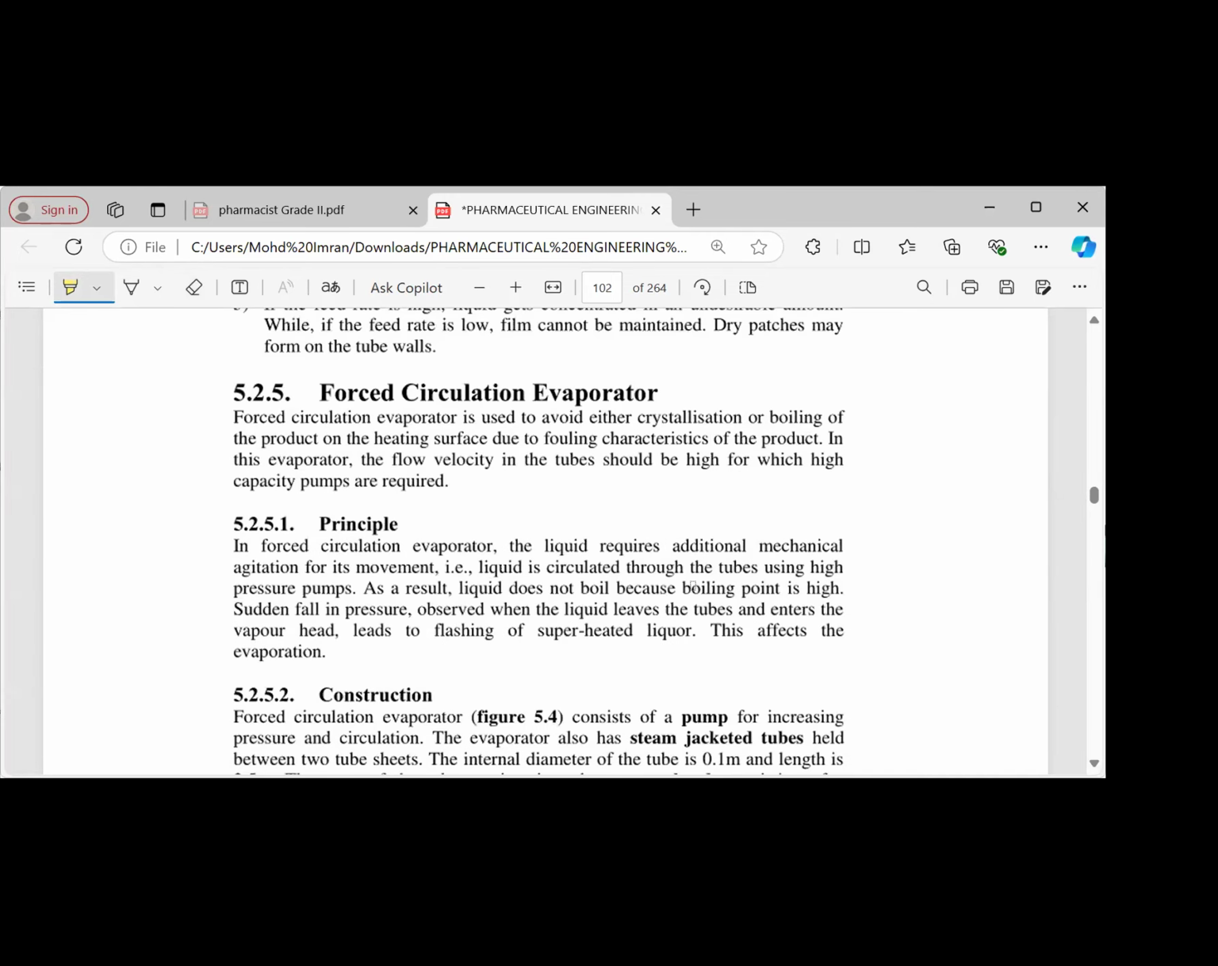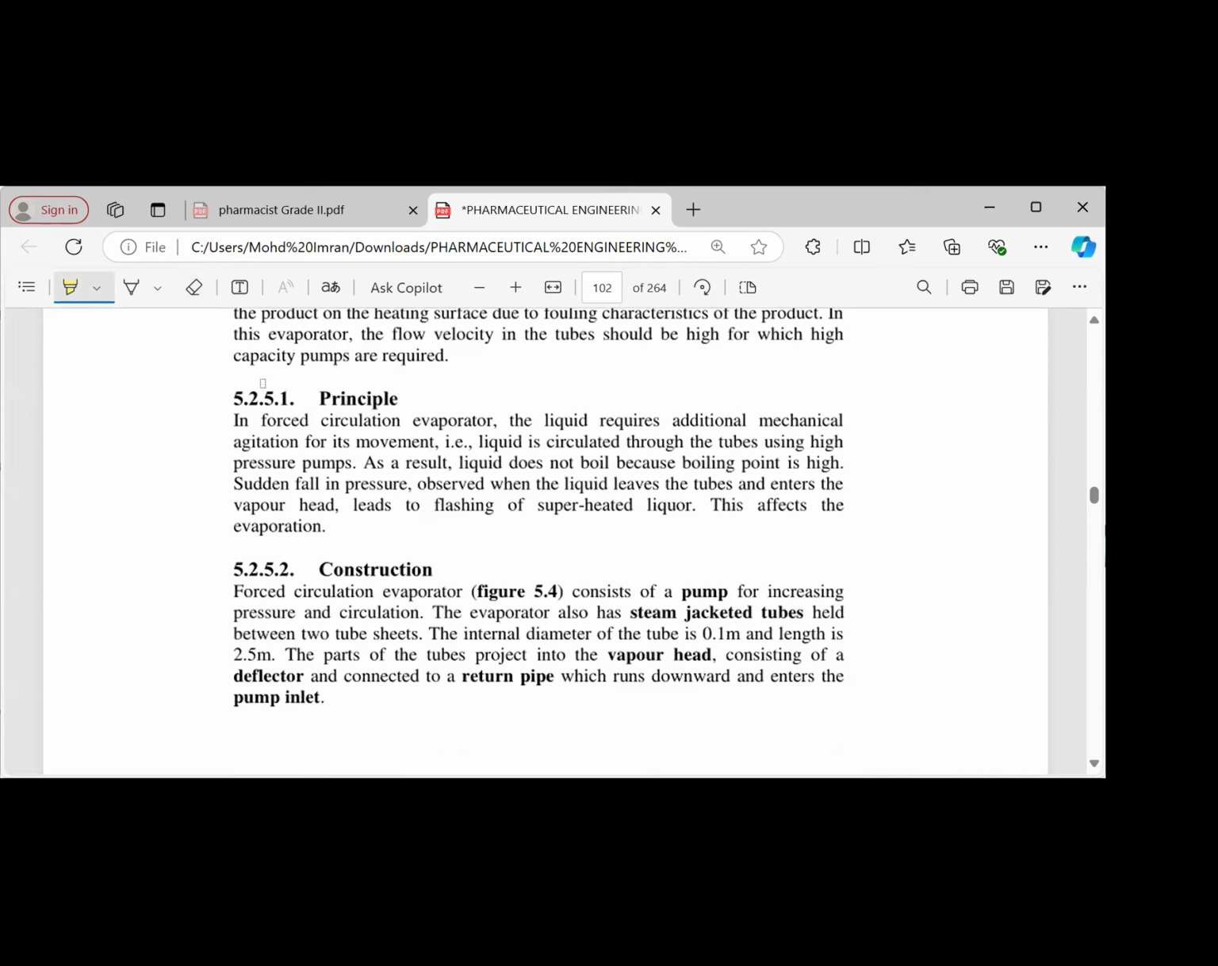Okay, so let's have a look at the forced circulation evaporator. In the forced circulation evaporator, the liquid requires an additional mechanism, that is agitation of its movement by using a pump. So liquid is circulated through the tubes using a high pressure pump. Without this, in the other one, it is not there. As a result, the liquid does not boil because its boiling point suddenly falls down. So because of this it is used for thermolabile substances. Observed when the liquid leaves the tube and enters the vapor head, leading to flashing.